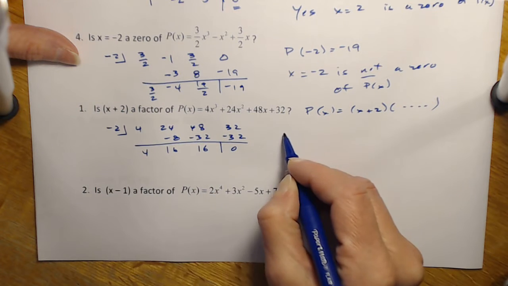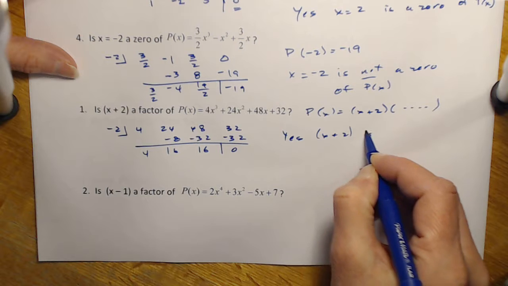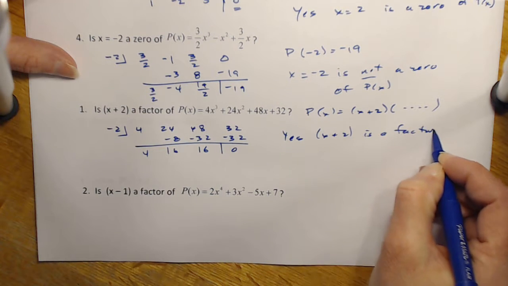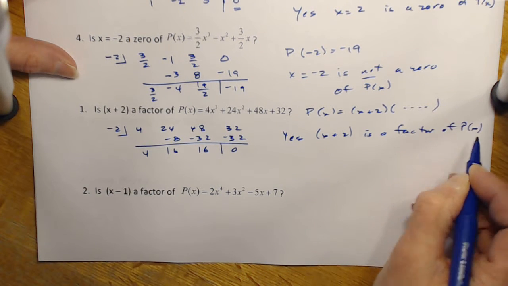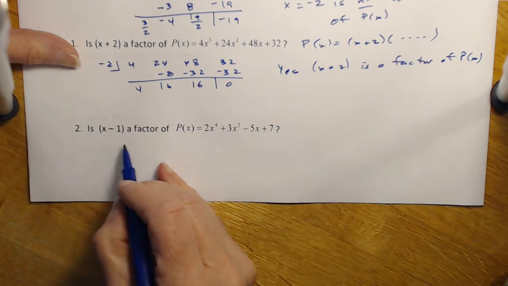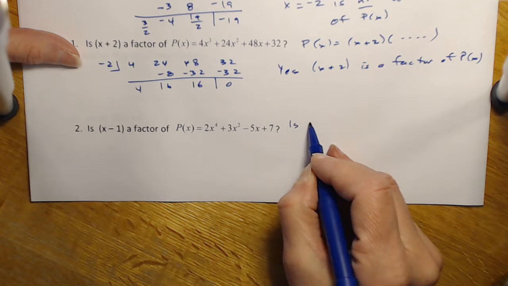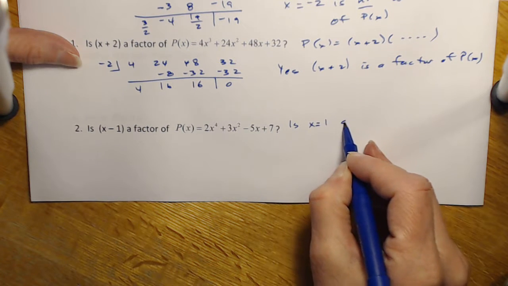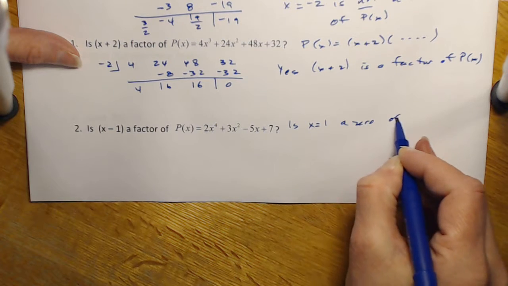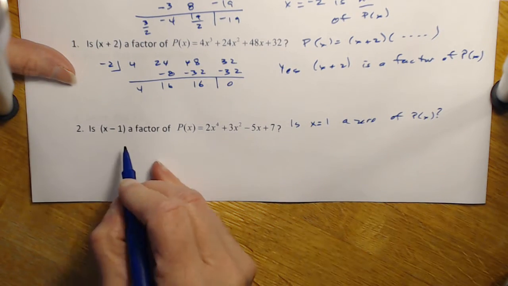We get a remainder of 0. So yes, x plus 2 is a factor of p of x. And then similar here, remember, if you're checking to see if x minus 1 is a factor, that's the same question as saying, is x equal to 1 a 0 of p of x? So we plug in the 1.